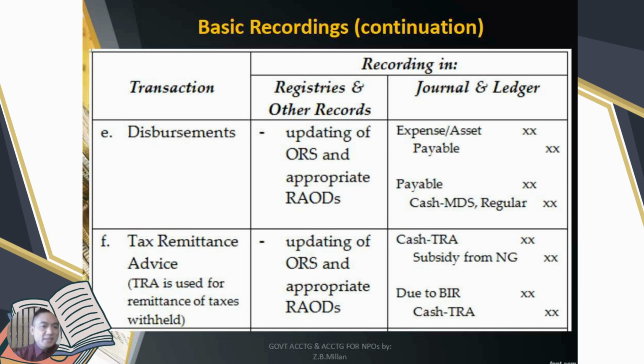Updating of RS and appropriate RAUDs. Debit cash, PRA, credit subsidy from national government. Then when you remit that, debit due to BIR, credit cash, TRA.